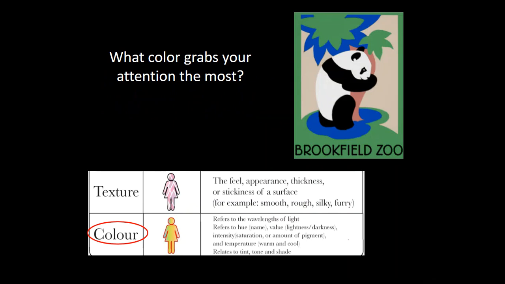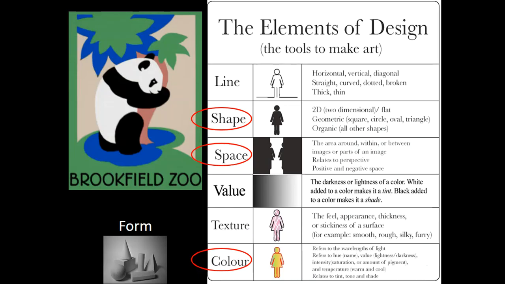All right. What color grabs your attention the most in this image? Just out of curiosity. Remember, the intention is to create emphasis, right, on our focal point. Our focal point, hopefully, is this panda hugging the tree. So do you think the artist did a good job? This is an evaluation. Was the artist successful at using color to draw your attention to the focal point? So that was a little summary of the elements of design. I thought that shape, space, and color were most dominant.